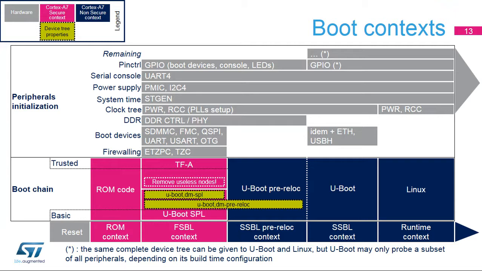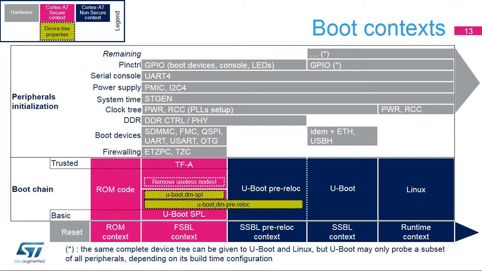The upper part of this slide shows the peripheral's initialization order beyond the ROM code context. The firewalling consists in defining which peripheral can be used by which context, so it is set up very early by the FSBL. The FSBL supports the same set of boot devices as the ROM code, whereas the SSBL extends this list with USB host and Ethernet.